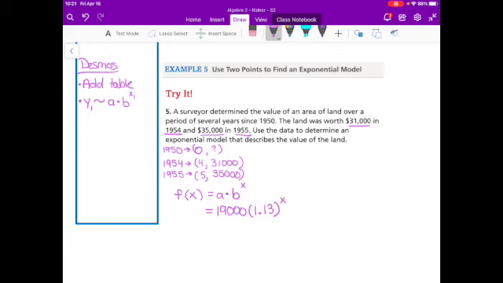Why would I ever want to give that model? Because I could then use that model and estimate how much the land would be worth in the year 2000 or in the year 1989. All I would have to do is plug in for x to get that value. So models are nice to give us a value later.